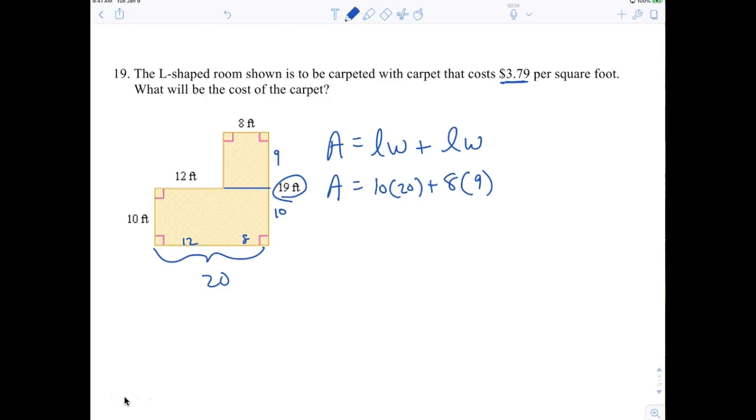Everybody see that? And the answer is 272. You agree with that? 272 what? Square feet. But that's not the final answer, obviously.